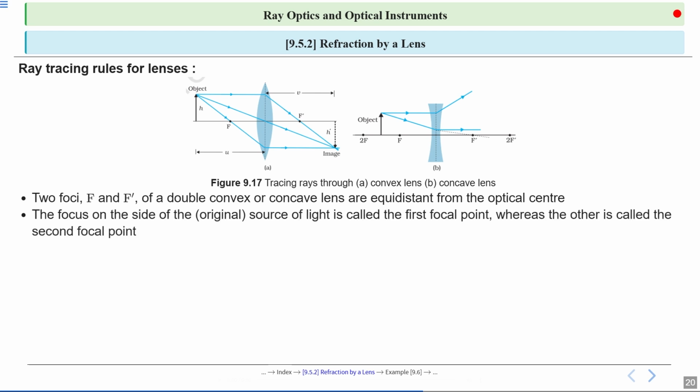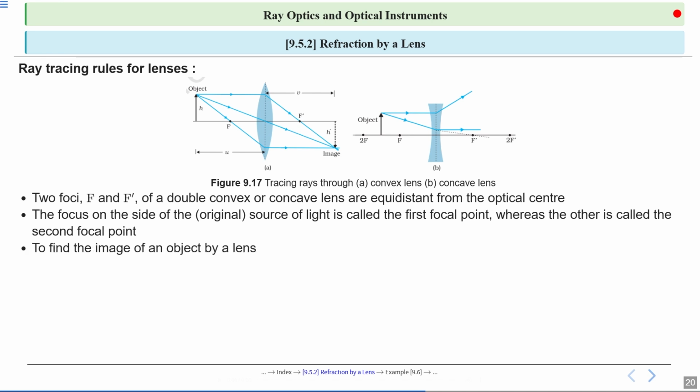The focus on the side of the source of light. Source of light means on the side from which incident rays are coming. So from the side of source of light, that focus is known as first focal point, or we can say first focus. Whereas the focus on the other side is known as second focal point, or we can say second focus. So the focus on the side of source of light from which incident light is coming, that focus is known as first focus, and focus on the other side is second focus.